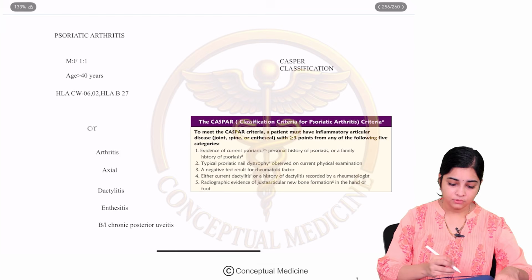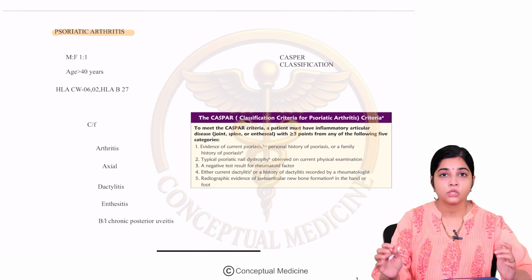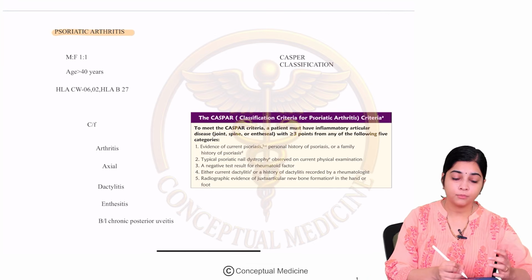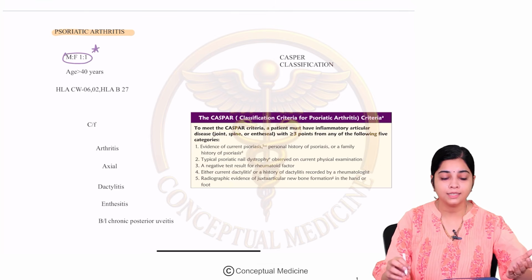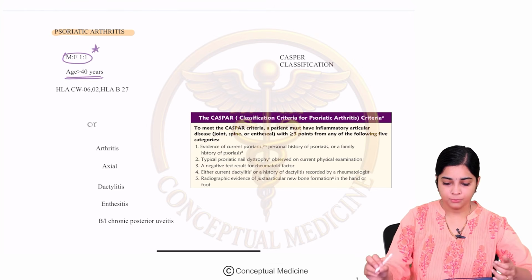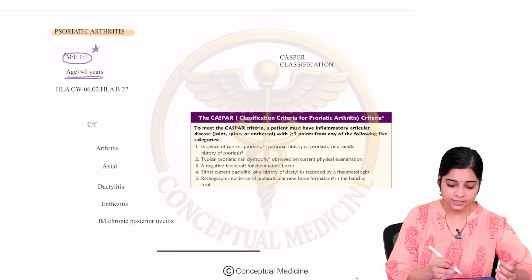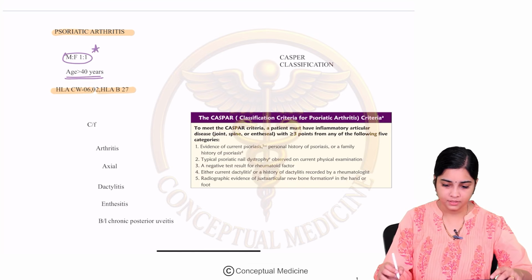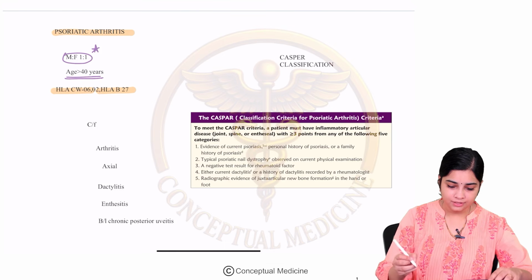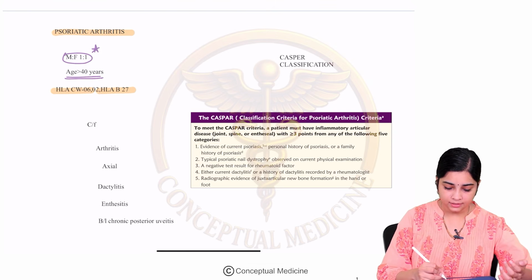Okay, now let's move on to the next type of spondyloarthropathy, which is your psoriatic arthritis. Psoriatic arthritis is seen in both males and females in a ratio of 1:1, whereas all the other arthritis were more common in males, and it is seen in the age group more than 40 years. What are the associations or the risk factors for the development of psoriatic arthritis? HLA-Cw6, HLA-B57 positivity can also be there. So what are the clinical features? You can have arthritis. Again, it is usually a peripheral type of arthritis, and it can be mono or oligoarticular.